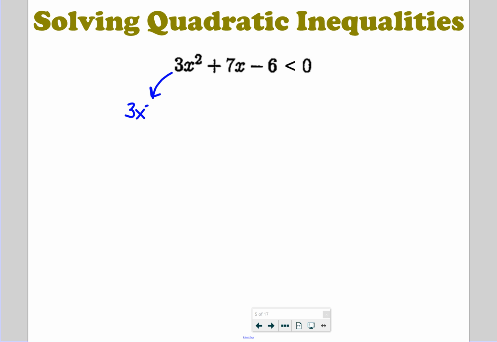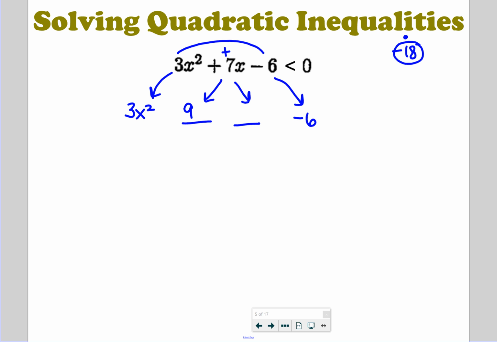You create the grouping situation. When a is not equal to 1, you bring down your first and your last term. You multiply those together. In this case, I get -18. Then we're trying to find 2 numbers to split our 7x into that multiply to -18 and add to 7. So what multiplies to -18 and adds to 7? Those numbers are +9 and -2. And we're going to attach an x to each of those.